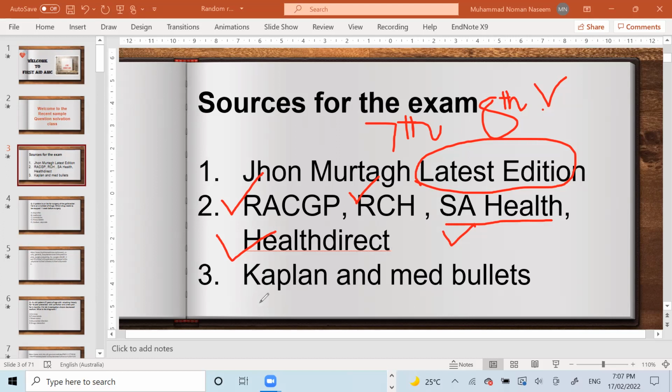Besides that, for some of the topics which are not given in John Murtagh, we can take help from Kaplan and also the MedBullets website, which is the Step 1 and Step 2 website. They have all the topics which are not given in John Murtagh. Plus, MedBullets also has a scenario-based question at the start of every topic, so it will help you to know what kind of disease is coming in the scenario, and in what manner.